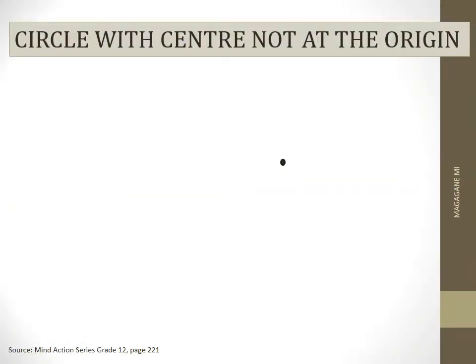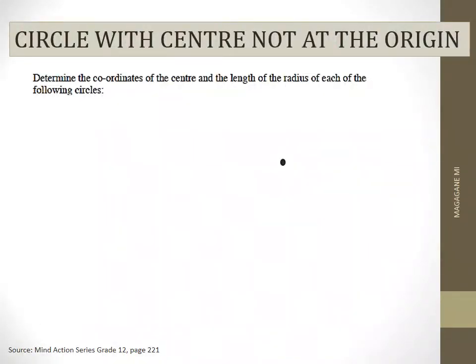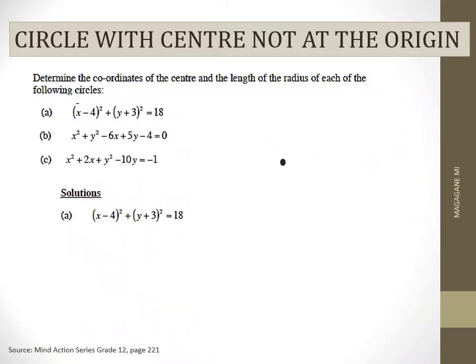Now let's look at questions involving a circle with center not at the origin. Determine the coordinates of the center and the length of the radius of each of the following circles. A, x minus 4 all squared plus y plus 3 all squared equals 18. B, x squared plus y squared minus 6x plus 5y minus 4 equals 0. So if we look at A, we can see that our a is 4 and our b is minus 3, since the equation of the circle is x minus a all squared plus y minus b all squared. So our a is positive 4 and b is minus 3. So the center is 4, minus 3.